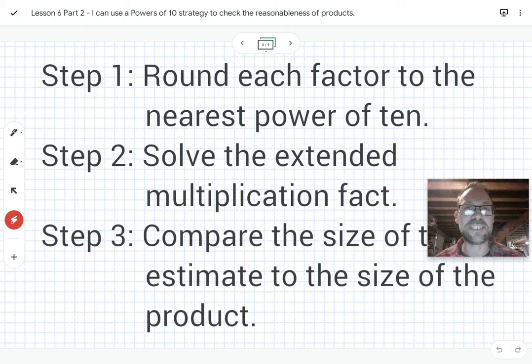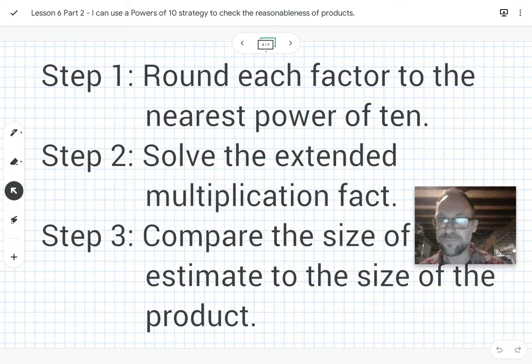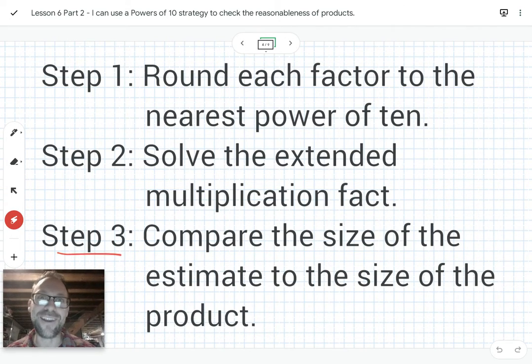Our strategy has 3 steps. Let's break them down. Step 1, we're going to round each factor to the nearest power of 10. Factors are the numbers we multiply together. Step 2, we're going to solve the extended math fact, multiplication fact. That comes out of those previous lessons. And step 3, compare the size of the estimate that we make to the size of the product. If they're close, you're probably in the ballpark and you might have a right answer. If they're not close, you're not in the ballpark and you might have to go back and revise.